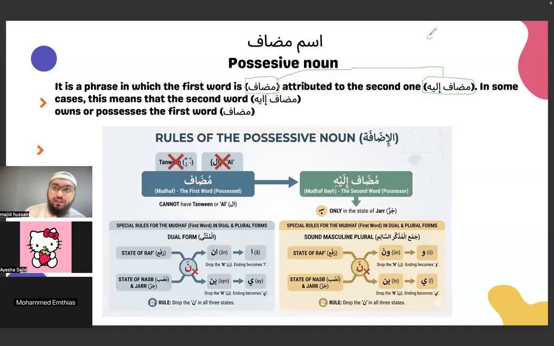So for example, if I say qalamu Muhammadin, the first word here refers to mudaf, which is the object. And the owner of the object will be called mudaf ilay. Mudaf ilay tells me that mudaf ilay is the owner of mudaf. The qalam is owned and possessed by Muhammad. The mudaf ilay owns mudaf. But this keeps on changing when we move to dual and plural.